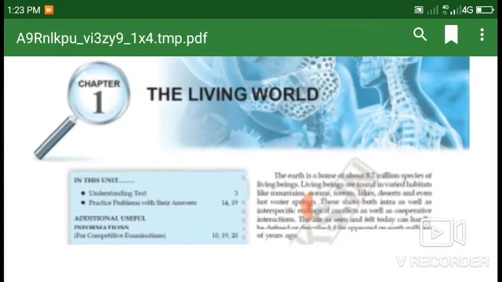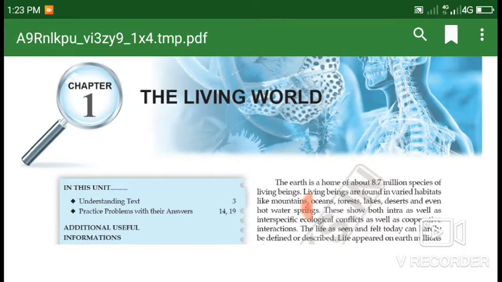So this is the living world. You know what is living? Living is that particular individual who possesses growth, reproduction, consciousness, metabolism, and response to the environment. So these are some of the special characteristics of living organisms. Let us understand what the living world is and what the different types of living organisms living in this world are.